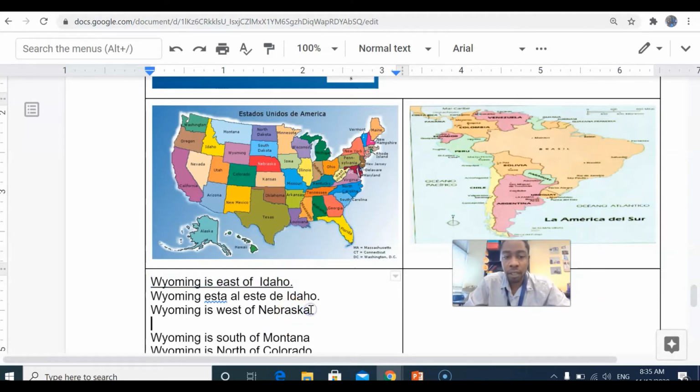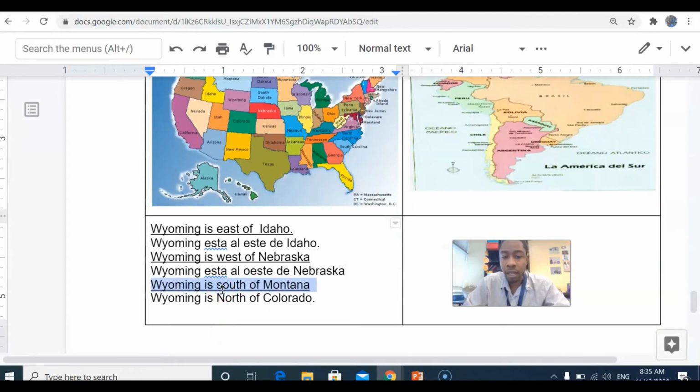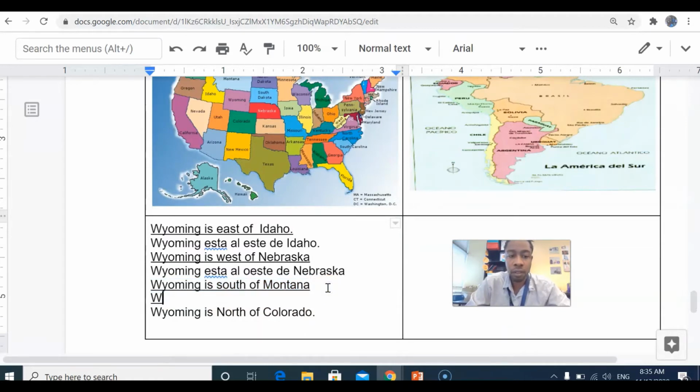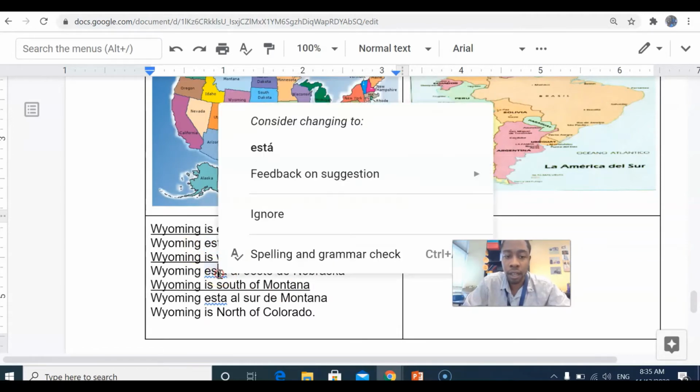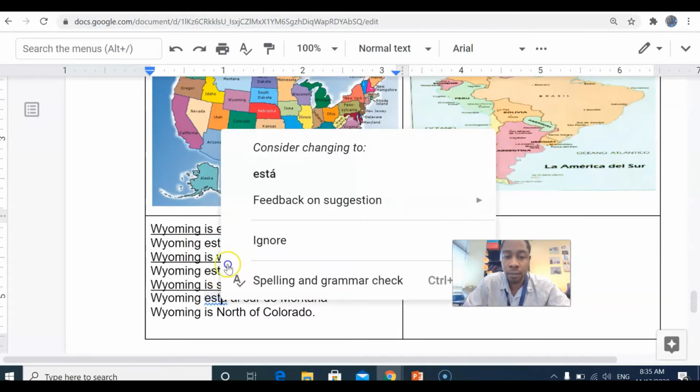Wyoming is to the west of Nebraska. So this would look like Wyoming está al oeste de Nebraska. Wyoming is south of Montana. We will start our sentence with Wyoming está al sur de Montana. And we do want accents on these A's so that it doesn't say this instead of it is.